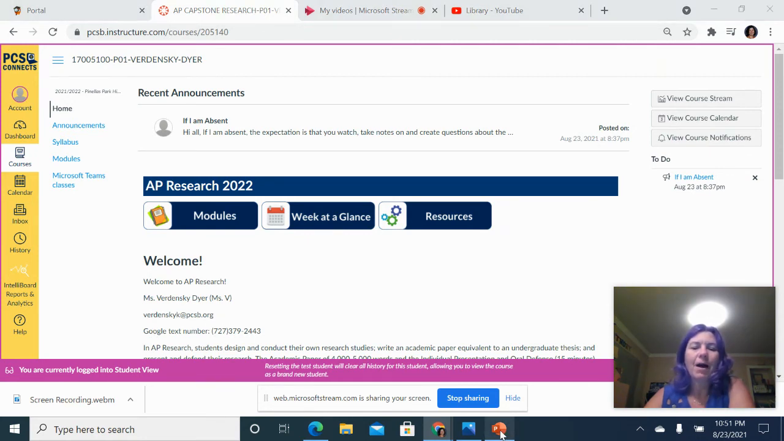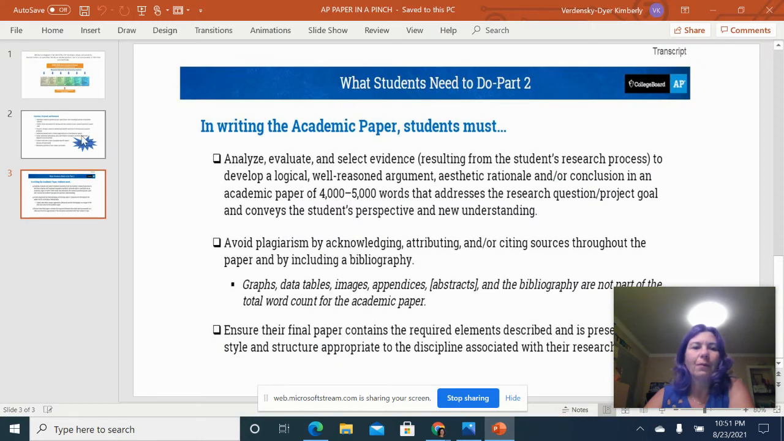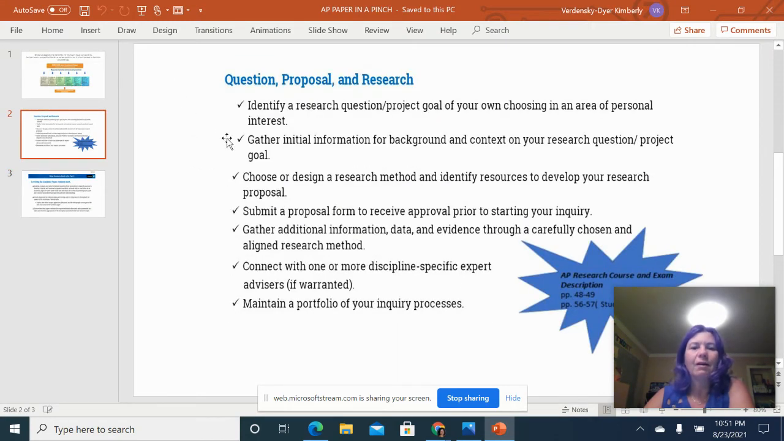And then just keep in mind that the students will be going through the process of choosing their topic, designing their method of research. They at some point might have to conduct a survey of peers and community members. And again, they'll be submitting a proposal. They're encouraged to connect with an expert advisor. So if you might be able to help them with making those connections, that would be amazing.